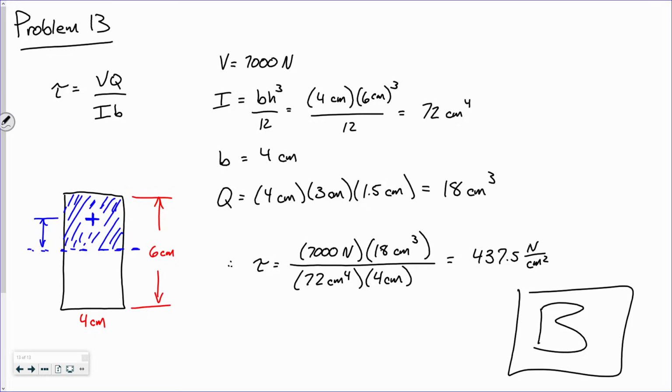Now the choice that you're selecting is 440 because the problem asks for what is most nearly the stress, and 440 is the one that's obviously the closest.